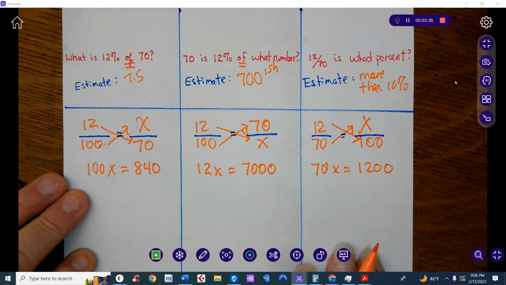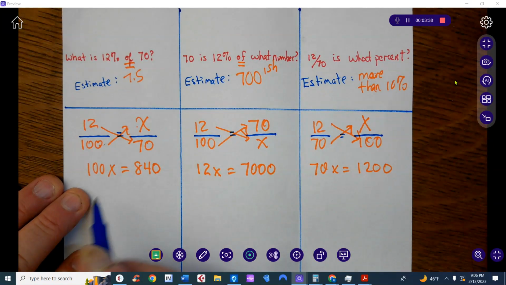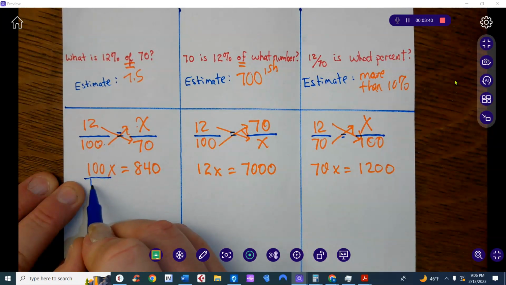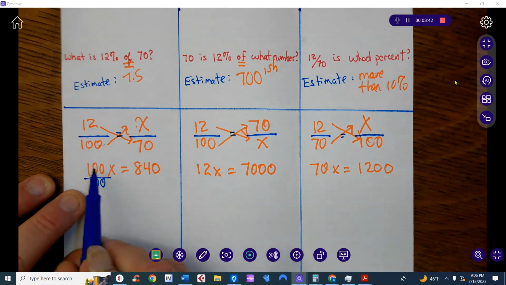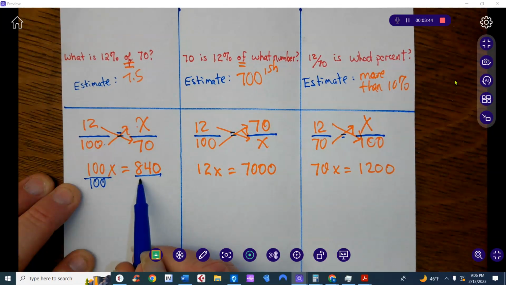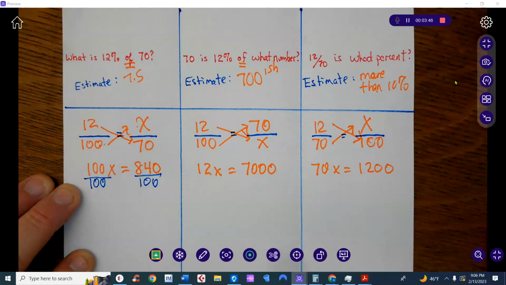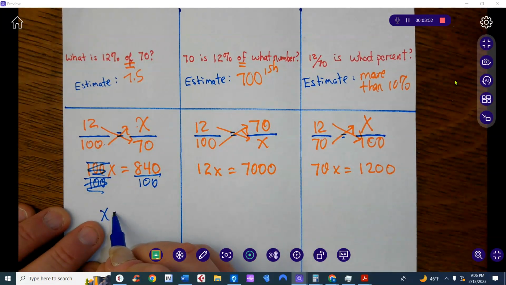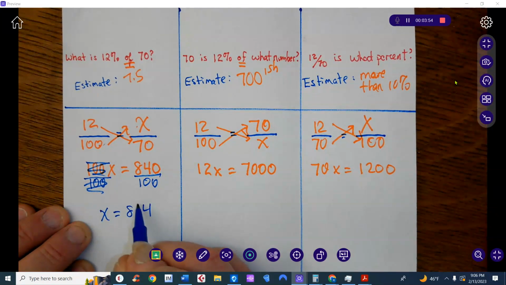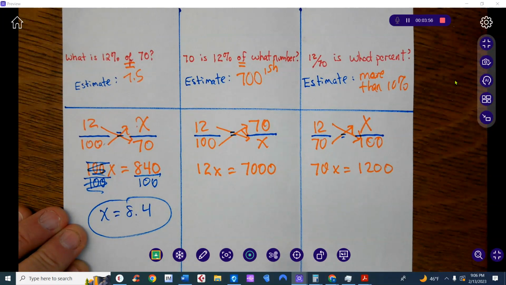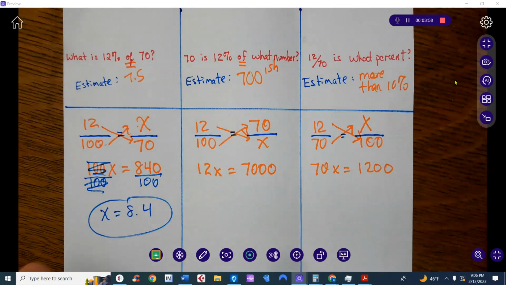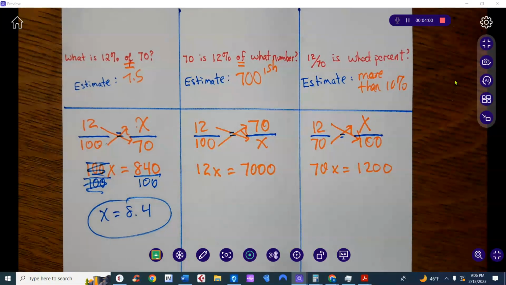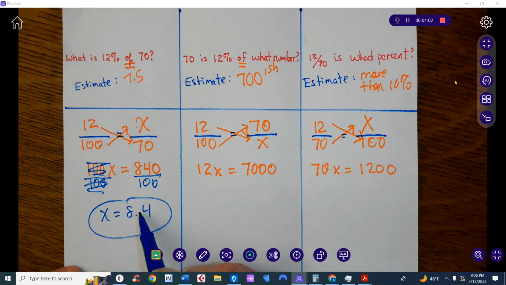Okay, now let's just solve the proportions. We'll use another color. Let's divide by 100. And you've got to do the same thing to the other side of the equation. These cancel out, and you get x is equal to 840 divided by 100, which is going to be 8.4. And there you are. You're done. Now, our estimate was 7.5. We're in the ballpark. Great. And I'm really confident that's the right answer.